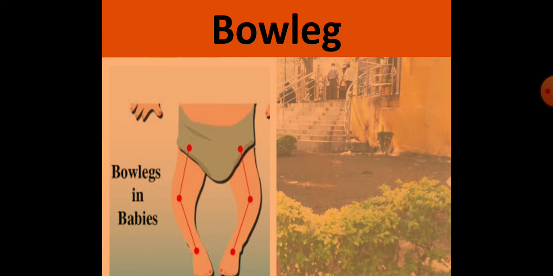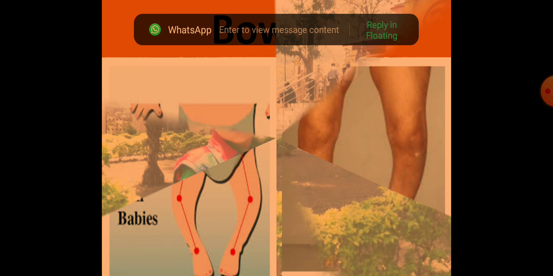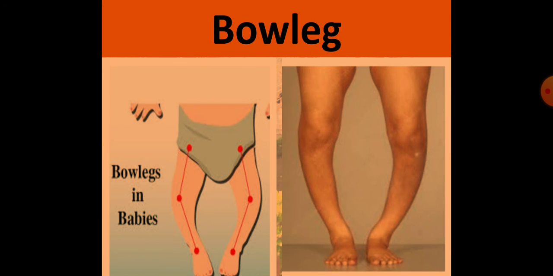We can see Bowleg in babies. Knees are going away, and ankles are coming closer. Then we can see the causes.